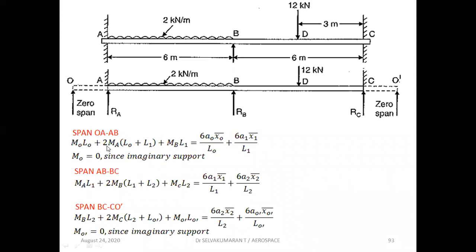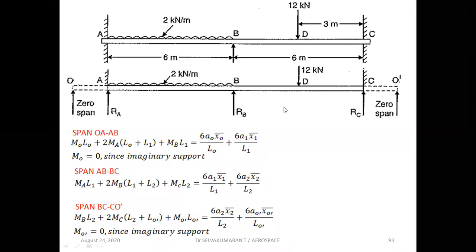Now you see here span OA-AB: M naught L naught plus 2MA into (L naught plus L1) plus MB into L1 is equal to 6A naught X naught bar by L naught plus 6A1 X1 bar by L1. Here L naught is 0, M naught L naught is 0, and 6A naught X naught bar by L naught is 0, because it's an imaginary support and M naught is 0 since it is imaginary.